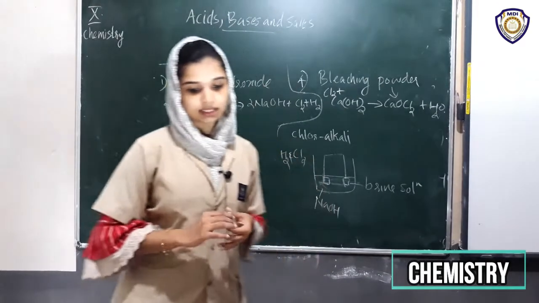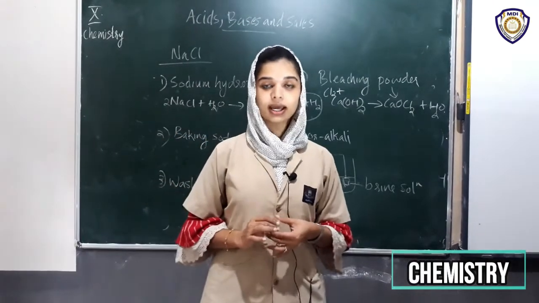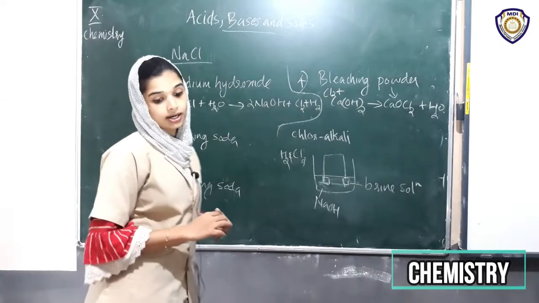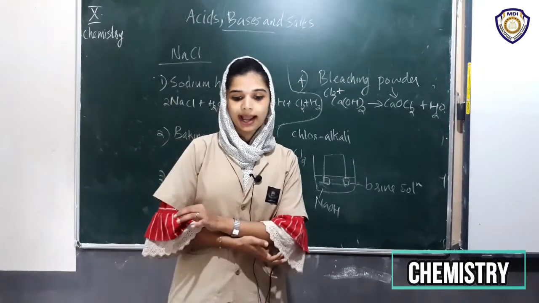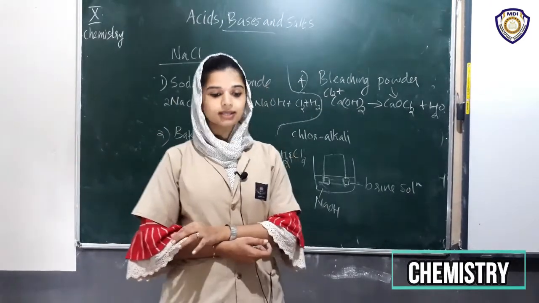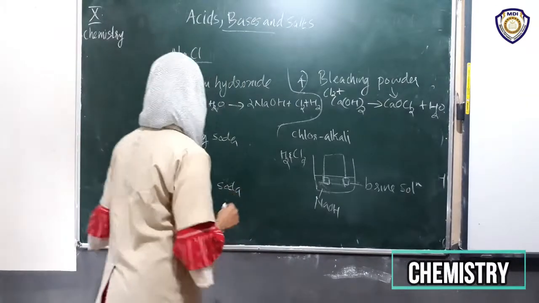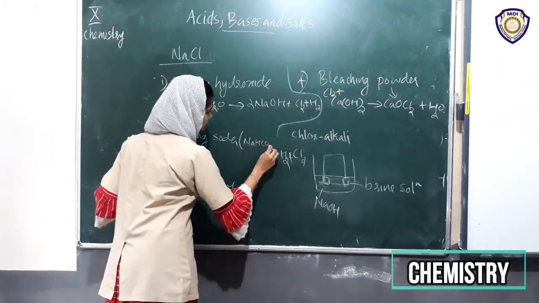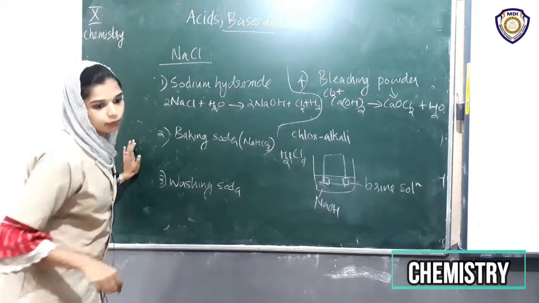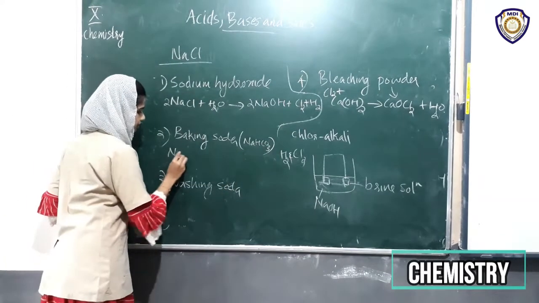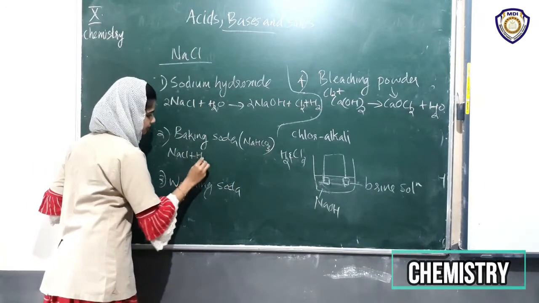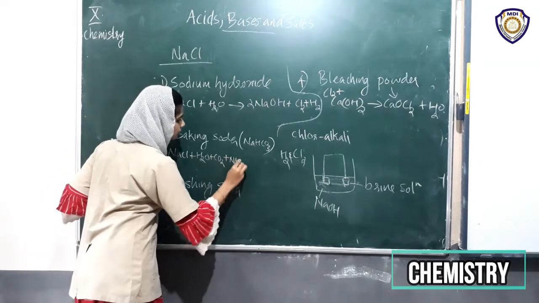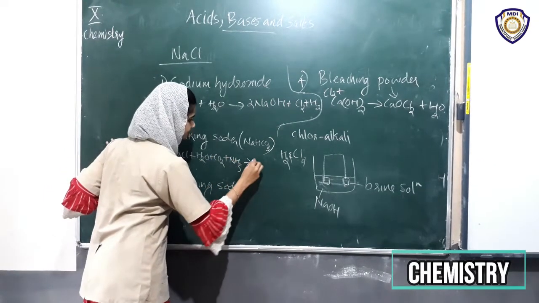It is added with water, carbon dioxide and ammonia, and there forms what? Baking soda and ammonium chloride. Baking soda is NaHCO3. This is baking soda. It is formed by using NaCl, H2O plus carbon dioxide plus ammonia gives what?